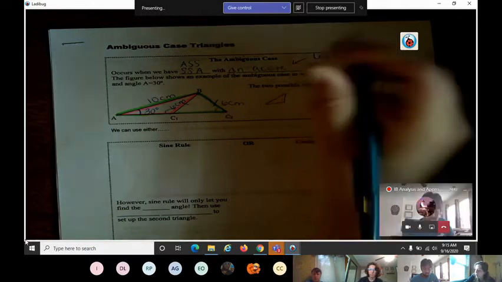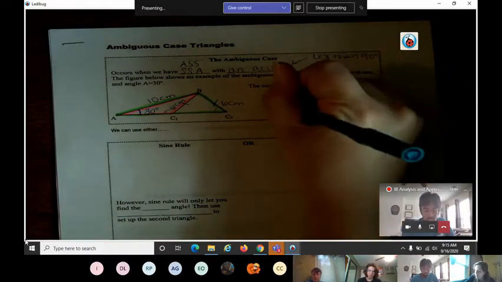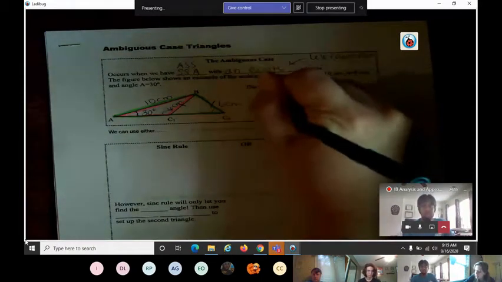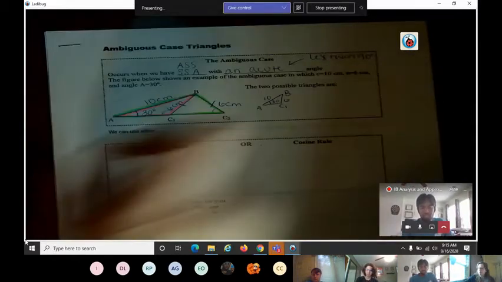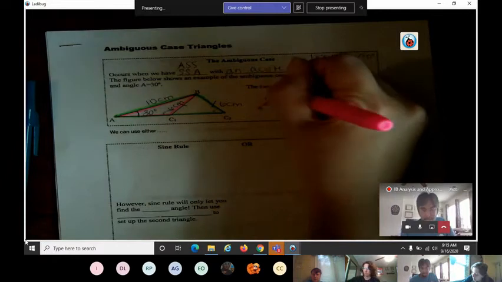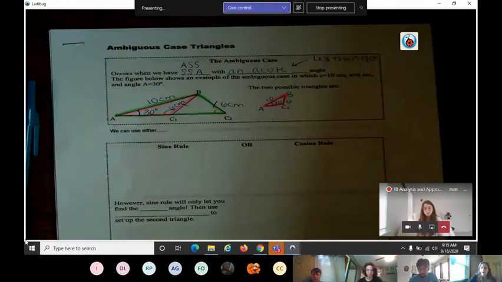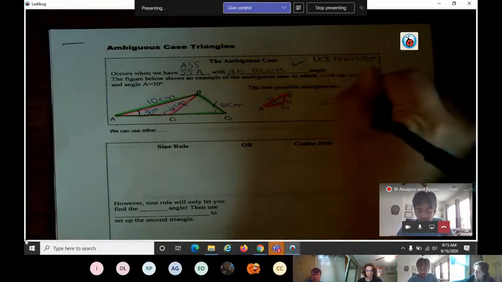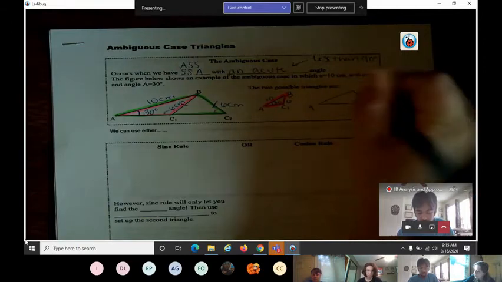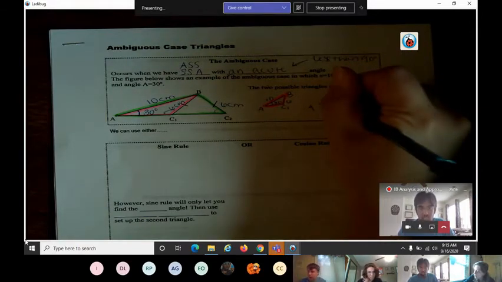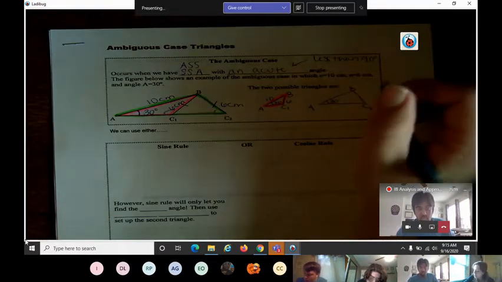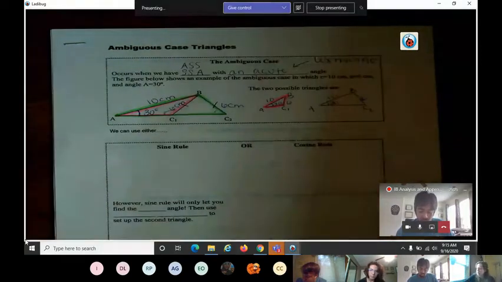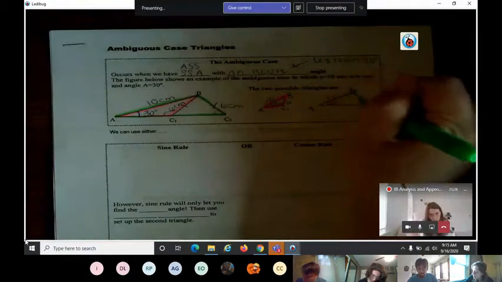Okay, where we have C1, A, B, and this is 10, this is 6, and this is 30. Okay, this was our pink triangle. And then our other example or possible triangle was this guy where we have A, C2, and B. This is 30. And then, let's see, this is 6, and then this is 10. That's our other possible triangle.